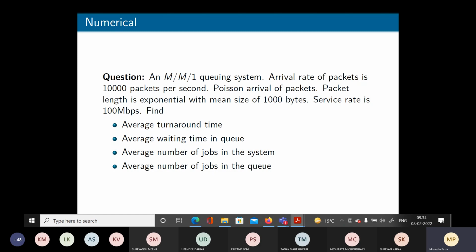So what do you need to find out? The average turnaround time, that is ET. You also need to find out the average waiting time in the queue, that is EW. Then you have to find out the average number of jobs in the system, that is E of N, and the average number of jobs in the queue, that is E of NQ. Okay, so can we start doing the numerical? After reading the question, you first tell me how you would want to start. What is the value of lambda and what is the value of mu? Start with this, then we will see what to do.